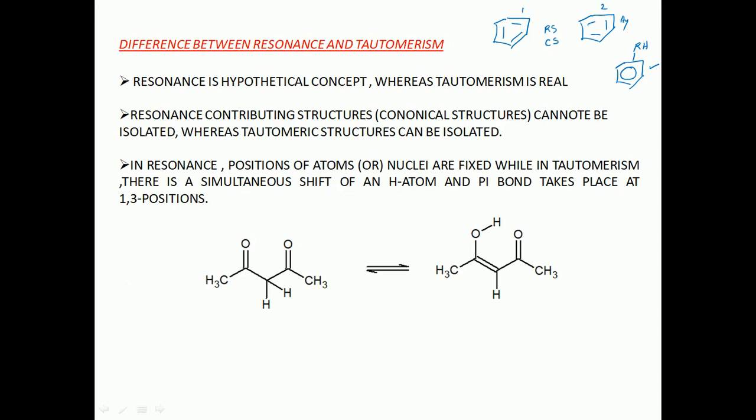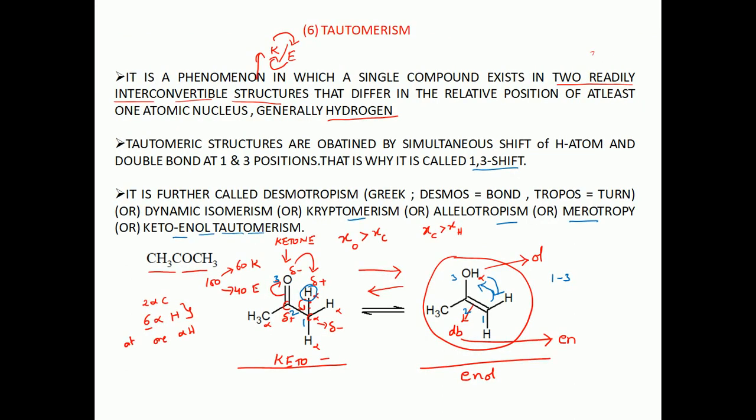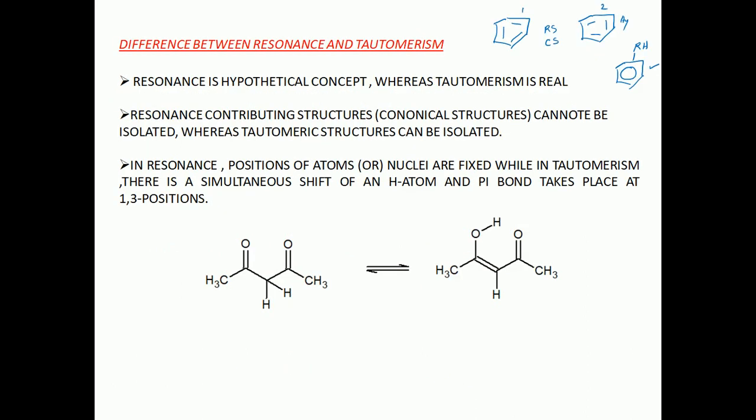Whereas tautomerism is real. Here we have seen tautomerism between these two structures. If you have 100 molecules of acetone, some of them, for example 60 molecules, will be in the keto form and 40 molecules will be in the enol form. It is real. It actually exists in that form. But if you have 100 molecules of benzene, you will have all 100 molecules in this one structure. You will not have the first structure or the second structure. They are just a hypothetical concept. This is the first difference between resonance and tautomerism. Resonance is a hypothetical, imaginary concept, whereas tautomerism is a real concept.